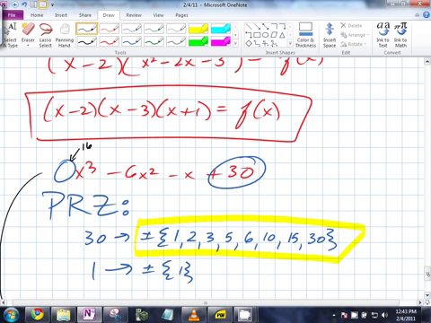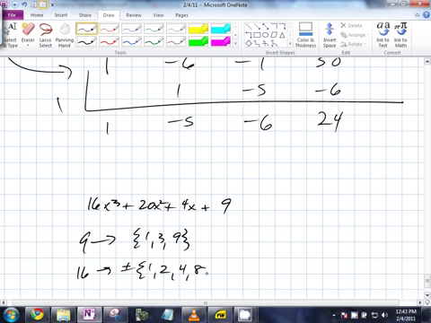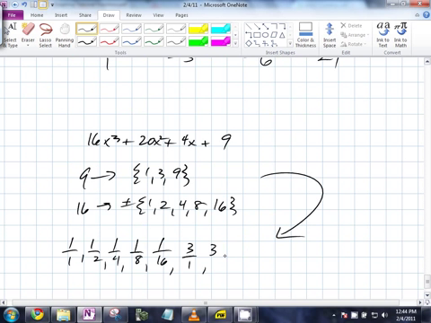So what are the potential rational zeros? 1 over 1, 1 over 2, 1 over 4, 1 over 8, 3 over 1, 3 over 2, 3 over 4, 3 over 8, and 9 over 1, 9 over 2, 9 over 4, 9 over 8, and so on. Would that be a terrible list to check? At least it's better than what you started with, but that's not very nice at all. Remember, are you guaranteed to have any of these work? No, you're not.